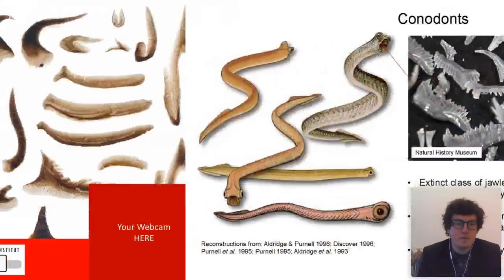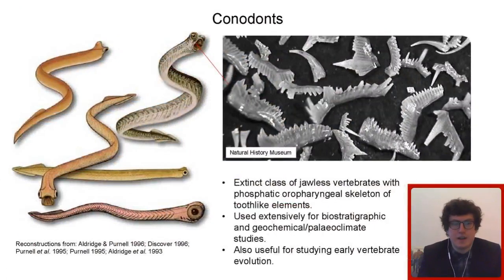So conodonts are an extinct group of eel-like jawless vertebrates that are known almost exclusively from the phosphatic tooth-like elements. They've been used extensively in the past for biostratigraphy and paleoclimate studies, and over the last few decades, they've emerged as quite a useful tool to help study early vertebrate evolution.